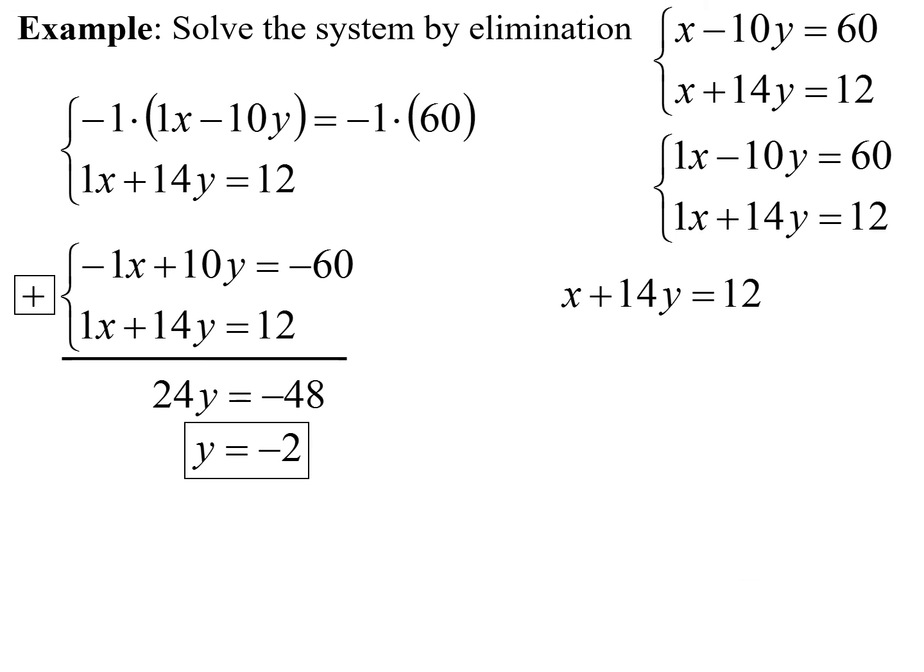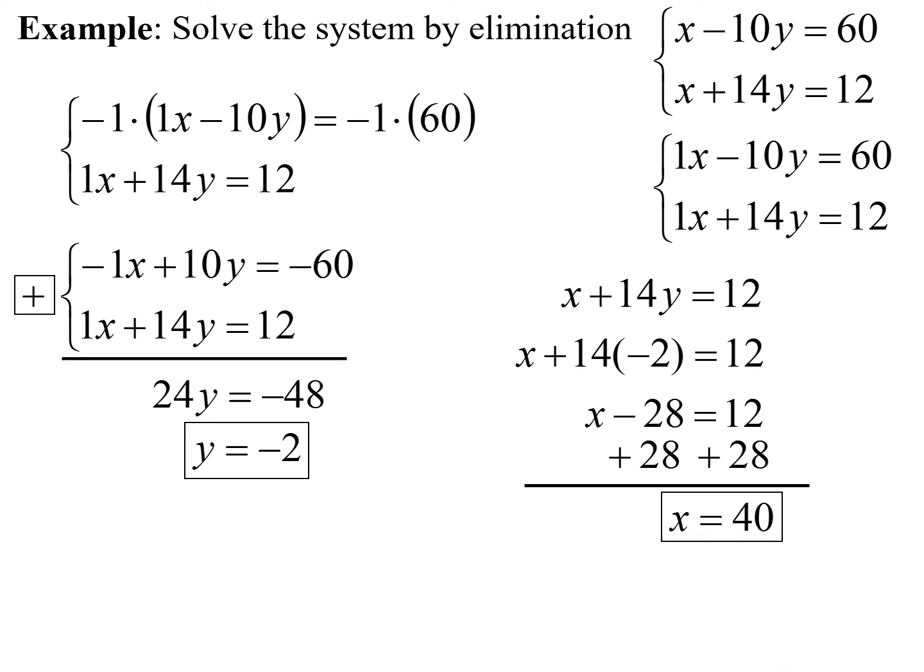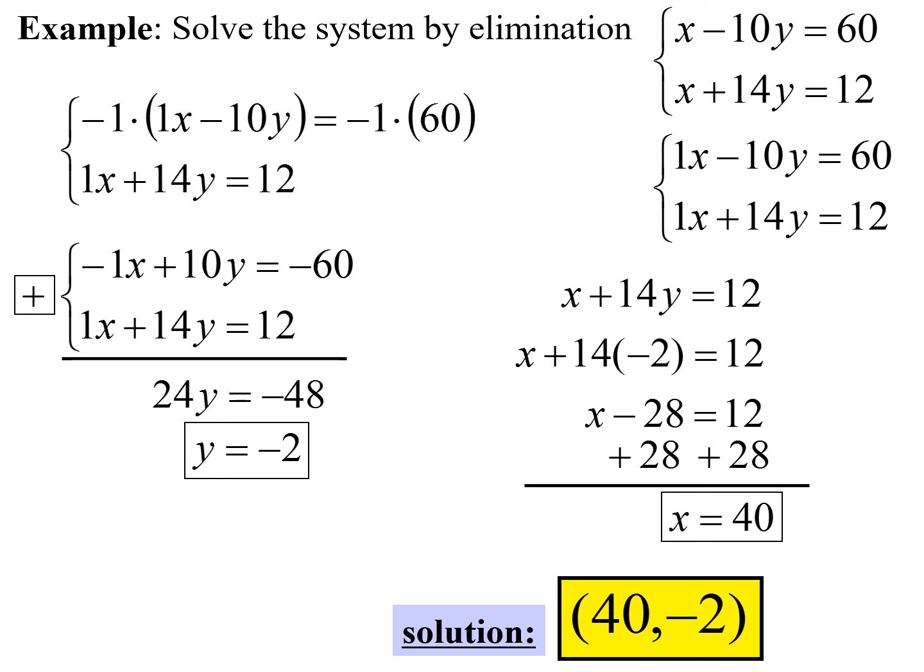I'm going to choose x plus 14y equals 12, and I'm going to substitute the value for y. So I'm going to plug in negative 2 for y. I get x plus 14 times negative 2 is equal to 12. 14 times negative 2 is negative 28. So I have x minus 28 equals 12. I'm going to add 28 to both sides, and I get x is equal to 40. So the solution to this system is 40, negative 2. Again, this represents the point, the location on the graph where these two lines intersect.